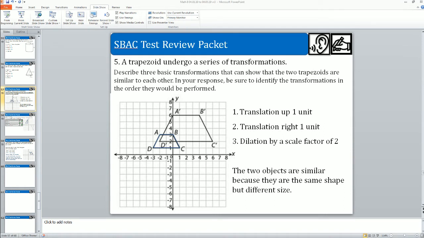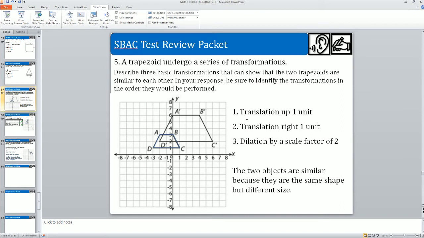Alright, so we have here a trapezoid undergoing a series of transformations. Describe the three basic transformations that can show the two trapezoids are similar to each other. In your response, be sure to identify the transformations in the order they were performed. So you have A, B, C, D, that's the trapezoid, and you want to go to A prime, B prime, C prime, and D prime.